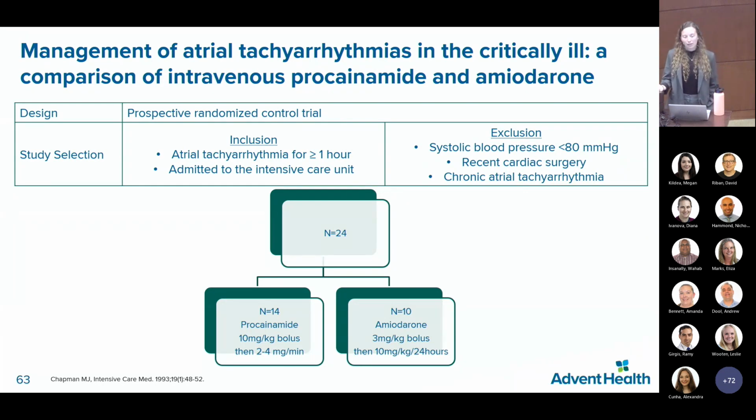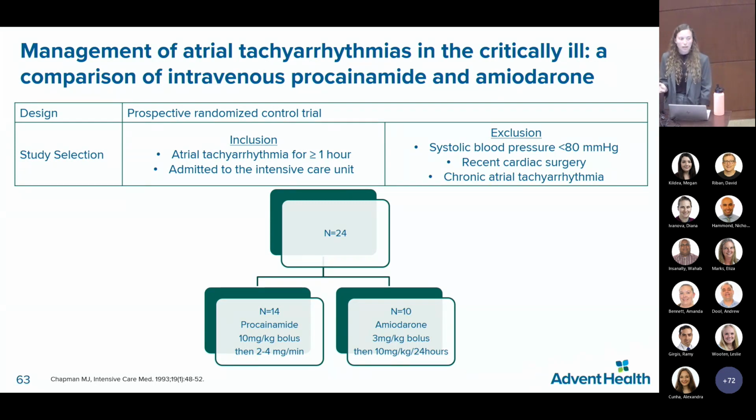These arrhythmias included atrial flutter, AFib with a heart rate of greater than 110 beats per minute, and supraventricular tachycardia with a heart rate greater than 140. Before inclusion, patients must have failed response to correction of underlying causes such as potassium, magnesium, hypoxia, and/or acidosis. Patients were excluded if they had a systolic blood pressure less than 80, recent cardiac surgery, or chronic atrial fibrillation. 24 patients were included, 14 patients received procainamide, and 10 patients received amiodarone.